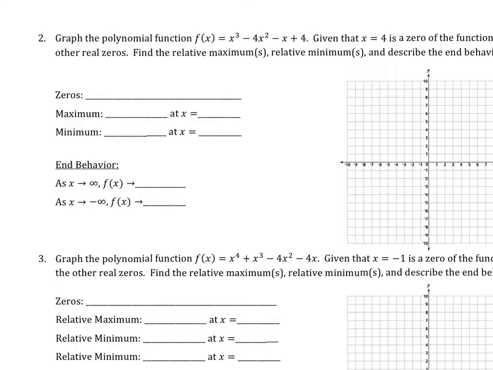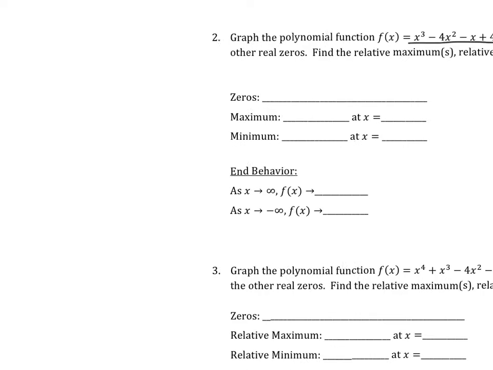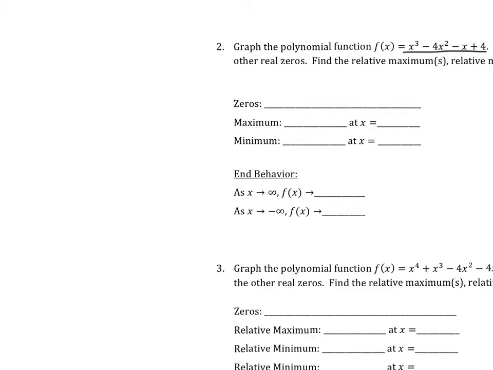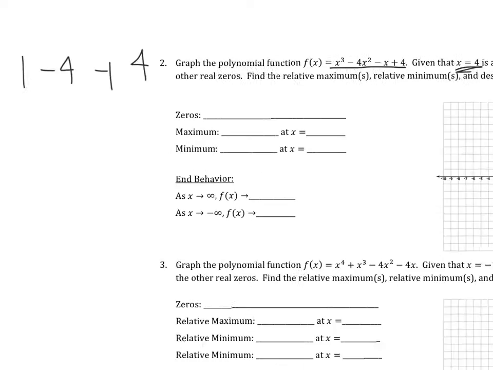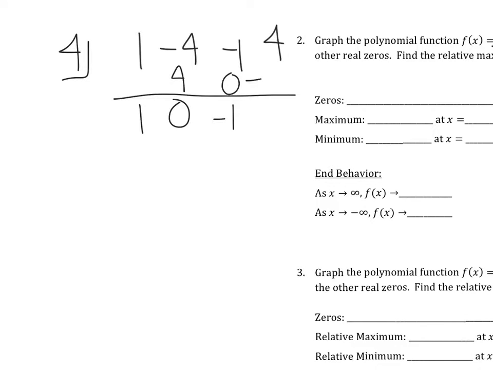Now, looking at the back side, number 2, again, let's walk through this. You are looking at this function, given that x equals 4 is a zero. So I want to run synthetic division on this with the zero of 4. So 1, 4, 0, 0, negative 1, negative 4, 0. This leaves me with x squared minus 1 equals 0.